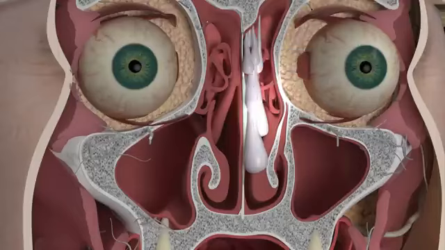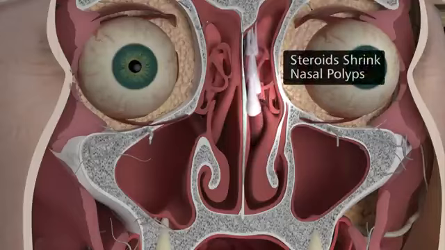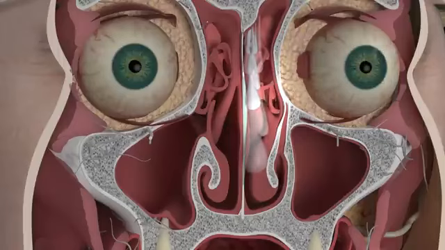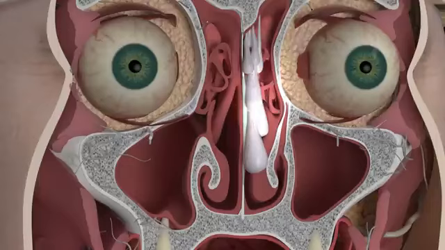Steroids usually shrink nasal polyps and can provide some relief. Oral steroids are most effective, but steroid sprays are helpful. There are several underlying types of chronic sinusitis that can lead to polyps. Patients with prominent polyps have one of the most difficult sinus problems to treat.